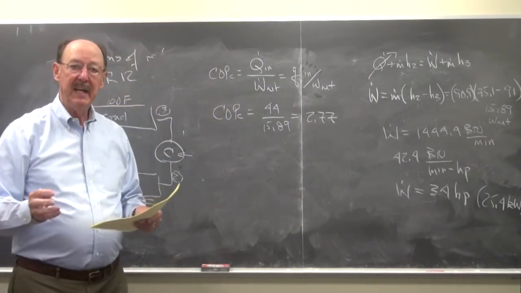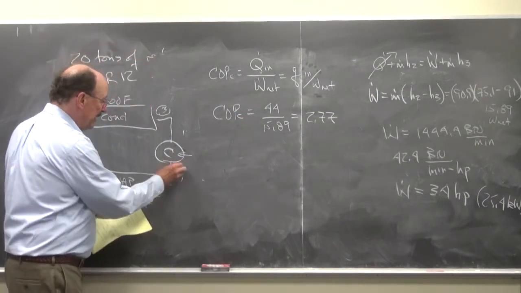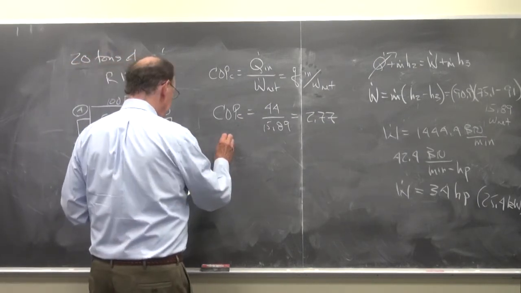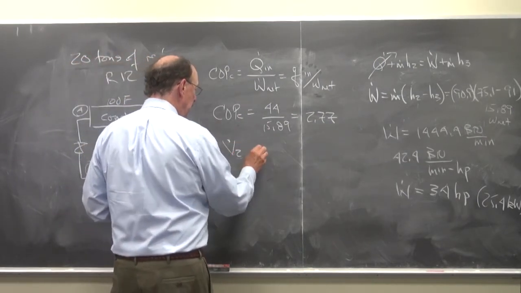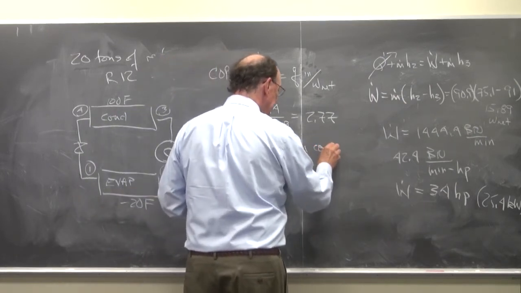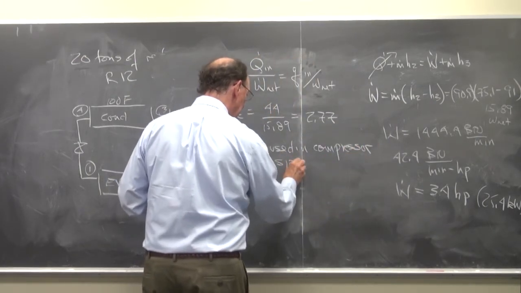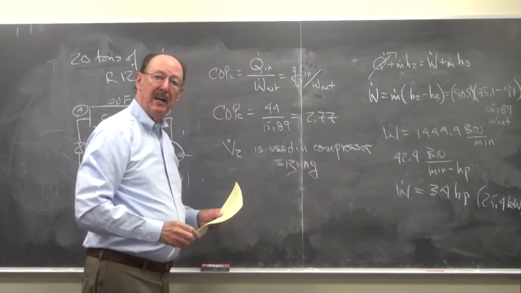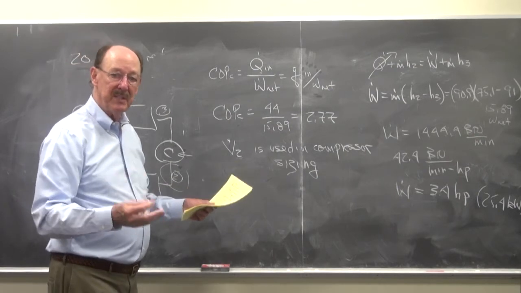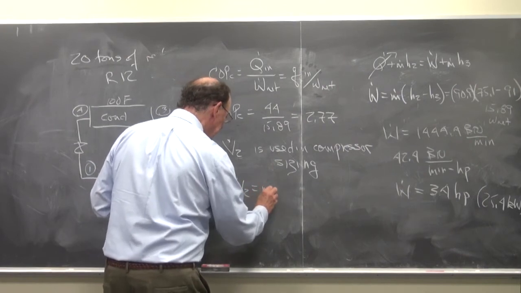Now, one of the things for compressors, so this gives us the COP_C, compressors are rated by the volume flow rate going into them. So V dot 2 is used in compressor sizing. So let's find this. Later on we're going to look at compressors and we'll see where that comes out and we can figure out the bore and stroke and things like that. But right now V dot 2 is equal to m dot times v2.